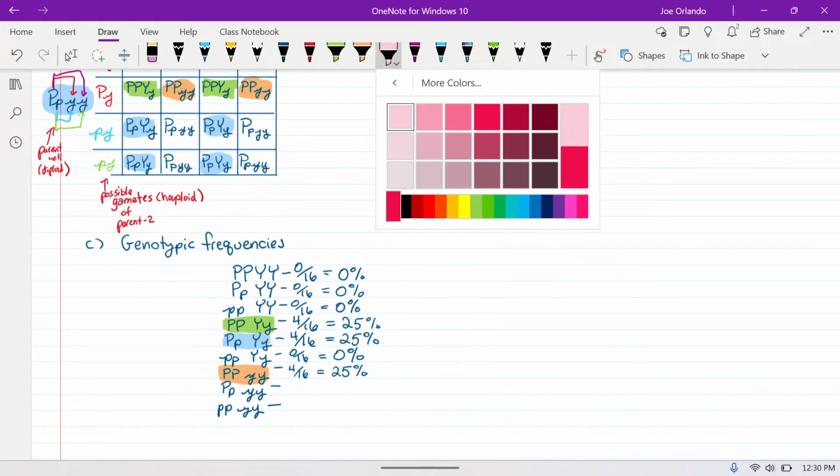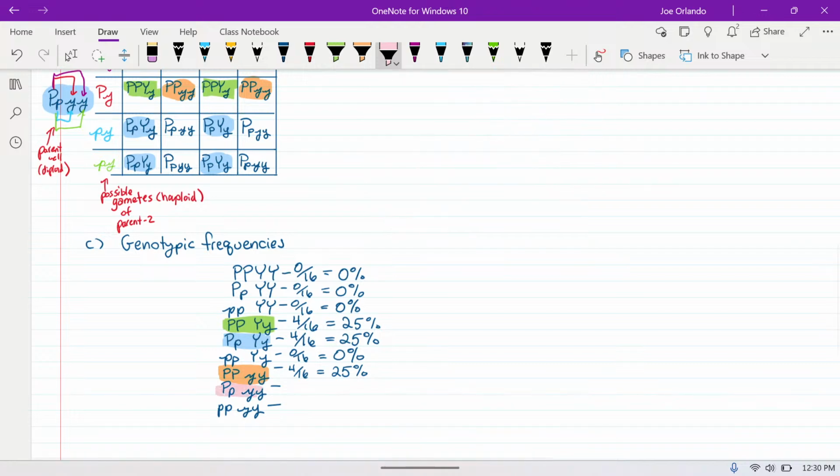And do we have any of these guys? Yes. And that is our remaining 4, right? And that's 4 of 16. And what's that as a percentage? 25, right? And then finally, this will be 0 out of 16, and that will be 0%. Okay, whew. That was a tricky one.